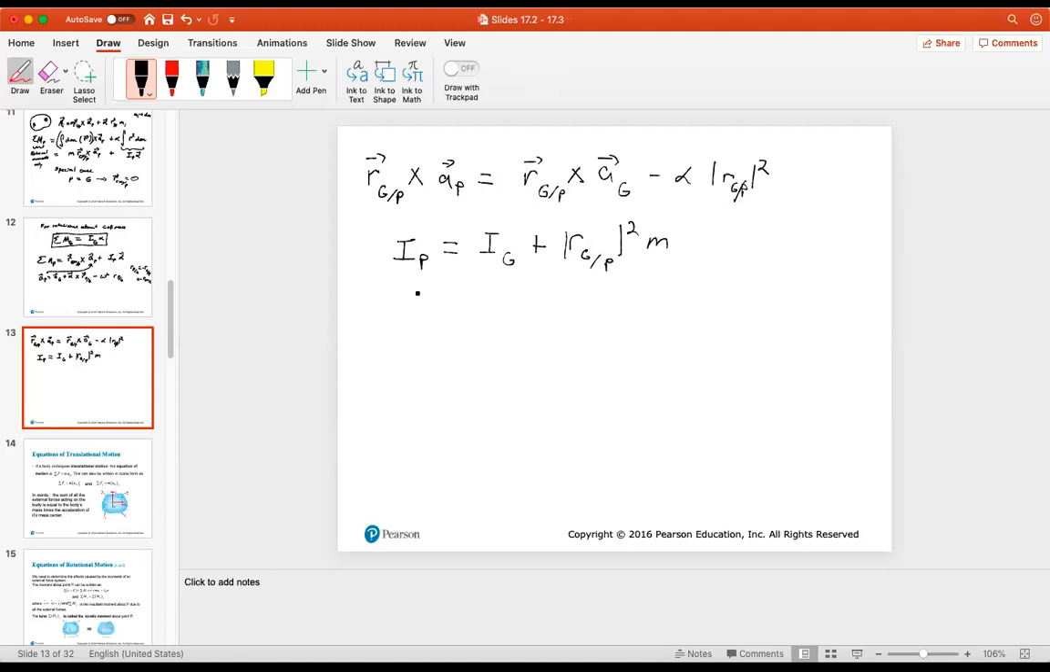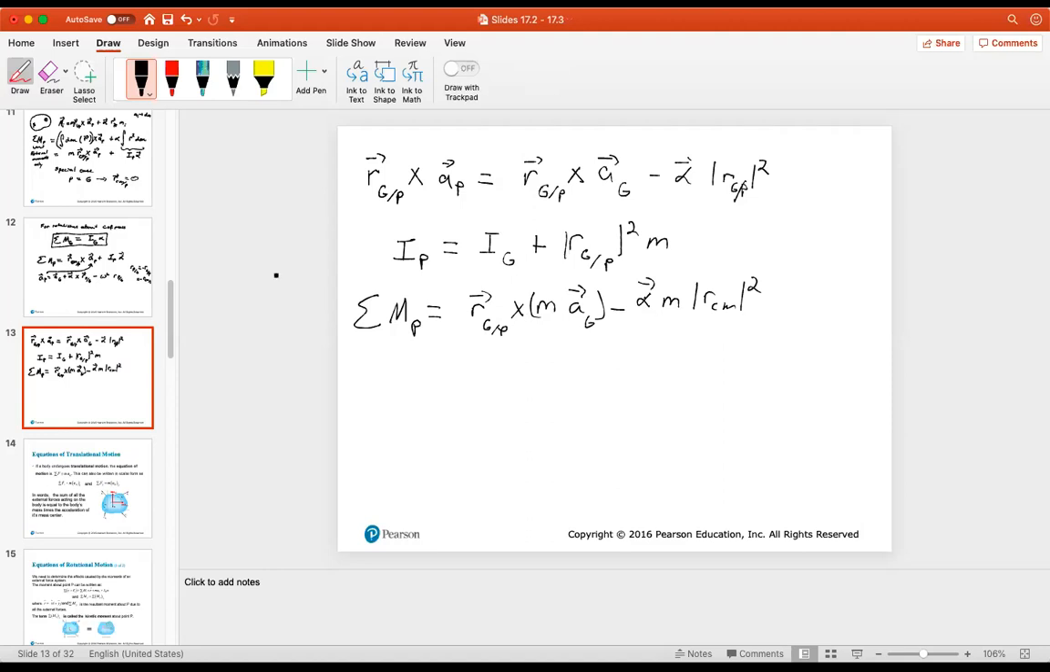So when I plug these two facts into my formula for the moment about point P, that equals R_GP cross m a of the center of gravity minus, again coming from this term, alpha times the mass times R center of mass squared.